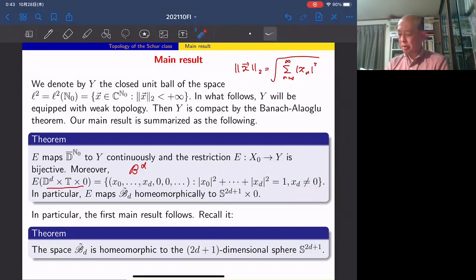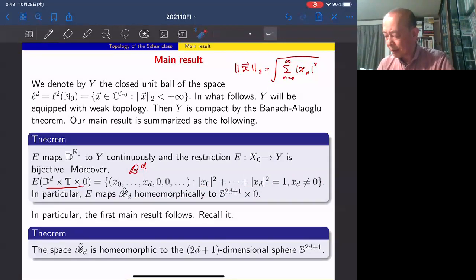Okay. And in particular, by using this sort of result, we see that this maps this set homeomorphically to this one. Because this maps this set to this one, and the last coordinate doesn't vanish. Therefore, if the last coordinate vanishes, then the point may correspond to the Blaschke product of lower order.